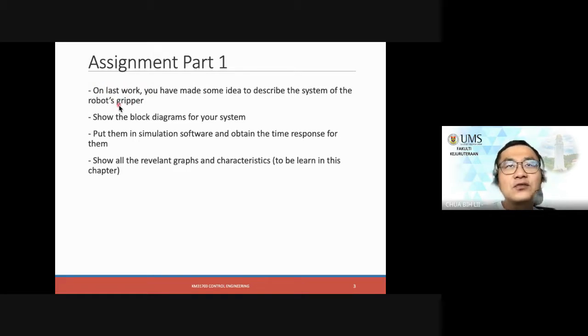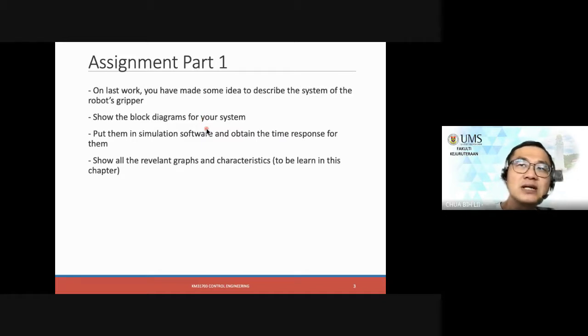Right? And I told you to get some ideas to describe the system of the robot grippers. So what you need to do now, to submit as part 1, would be from that robot gripper idea, now show them in the form of a block diagram.